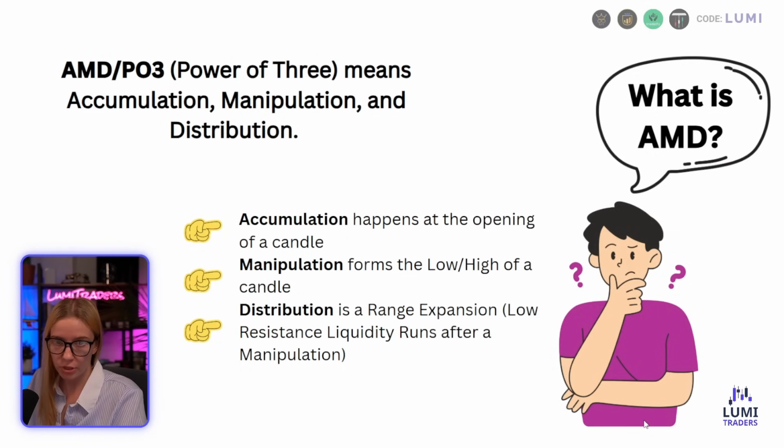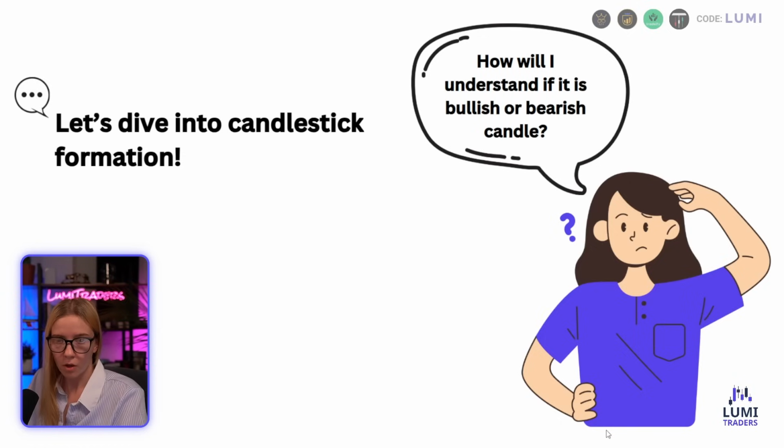So normally accumulation happens near the open of the candle. Manipulation is like a fake move before a real move, before range expansion, before distribution, and manipulation usually forms the low or high of the candle. So distribution is range expansion because it's like a real move and it will form the high or low of the candle. But how can we actually use this to frame our setup and how can we build the model around this?